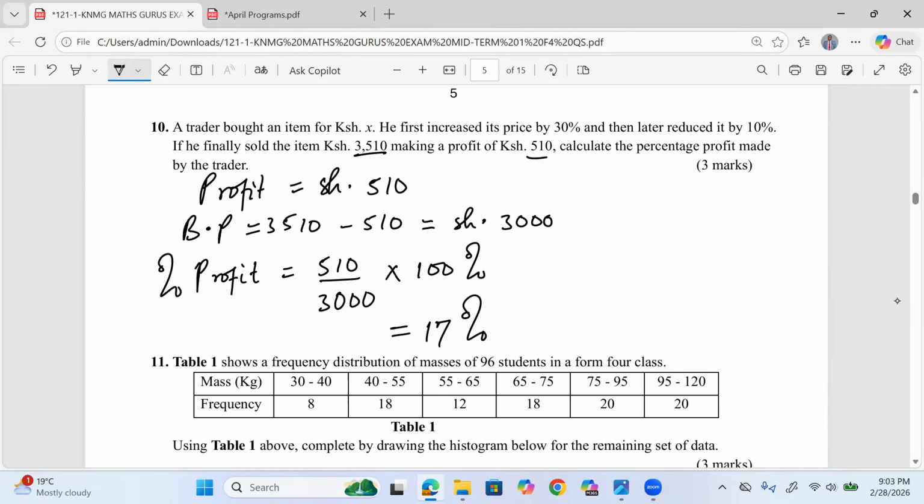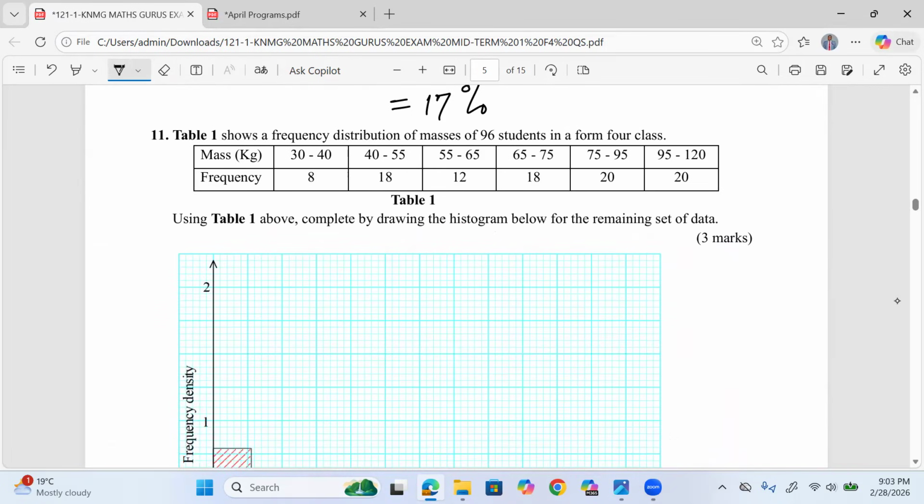So that is the percentage profit. Number 11, guys.